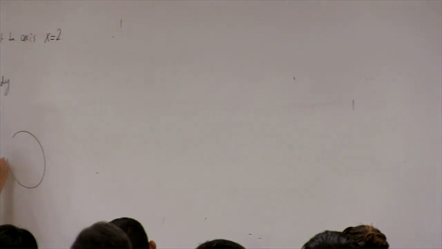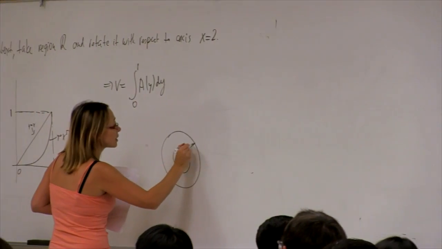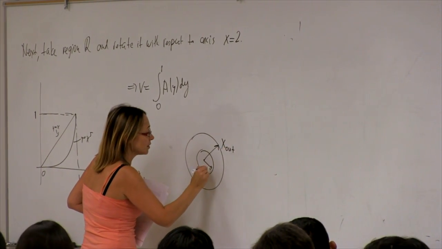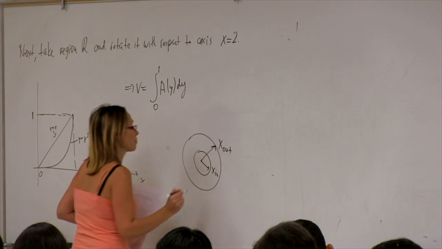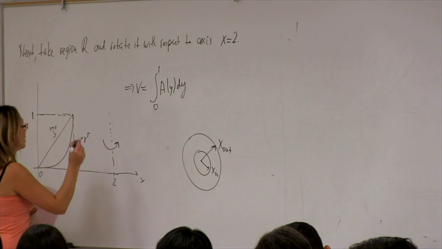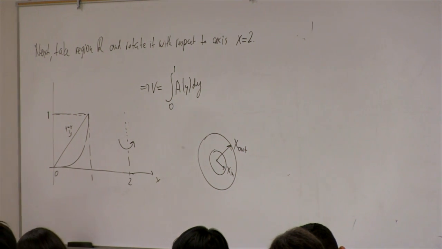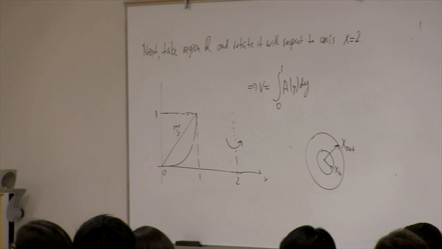So the trick here is that x's and y's switch over. My donut looks like this, with outer radius x out and the inner radius x in. Okay? And let me draw it on this picture.